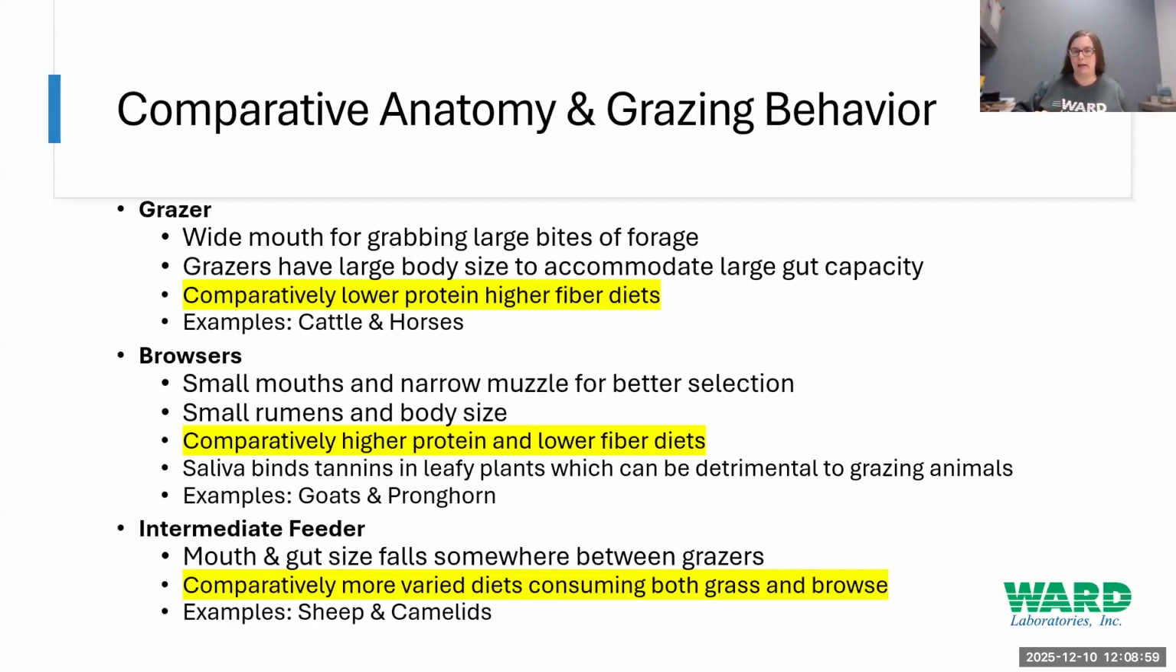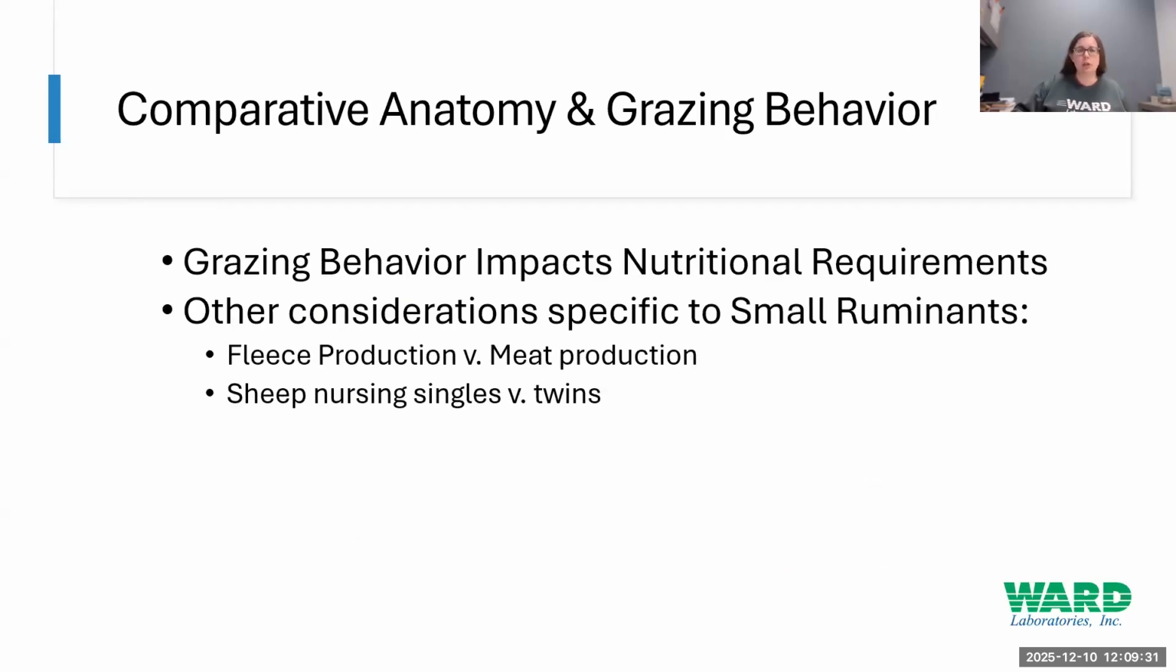So ultimately, when we're comparing, our browsers are going to be a lot more selective. They're going to have a higher variability in their diet, more leaves, more berries, things like that. I read somewhere that, think of pronghorn, they can survive on leaves from sagebrush, right? That's pretty incredible that they're not getting all the fibrous twigs, relative to a cow that would not have the ability to do that. So in addition to the grazing behavior, there are also some other things that impact their nutritional requirements, which is fleece production. Are we producing them for meat, for milk? And then if they are reproducing, singles versus twins, small ruminants have the ability to produce twins more so than beef cattle do, right?